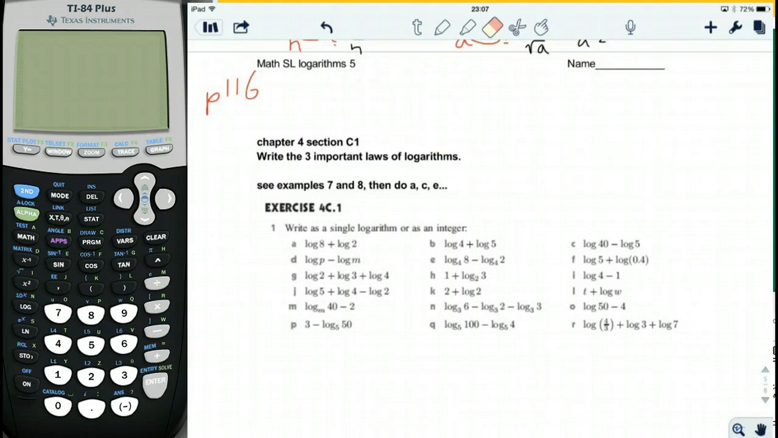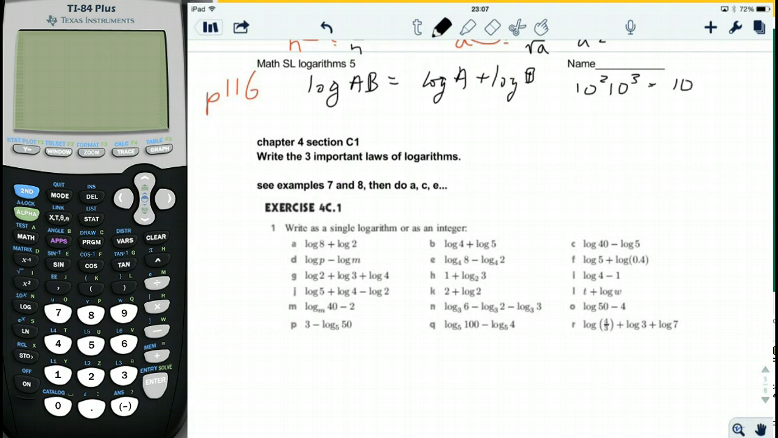First one is that the log of something multiplied together is equal to the log of one plus the log of the other. And this is related to when you have the same base, you add the exponents. So like if you have 10 squared times 10 to the third, and if you want to write that as one exponent of 10, you could write 10 to the fifth. You add the exponents when they're multiplied together.